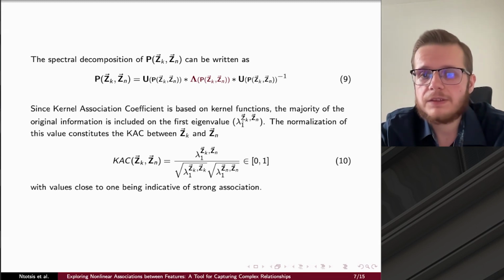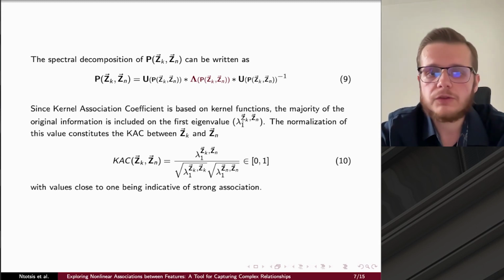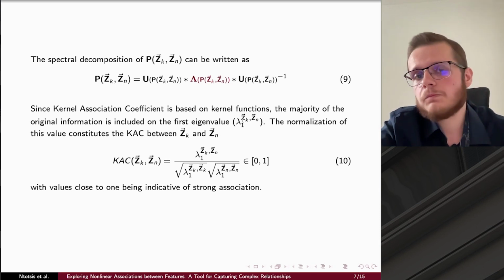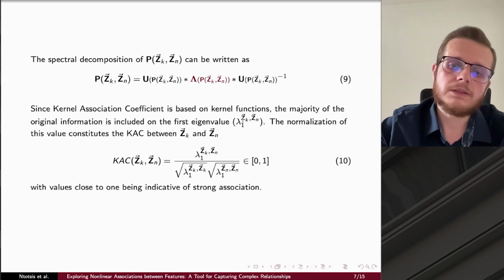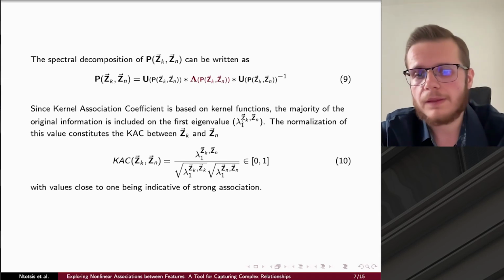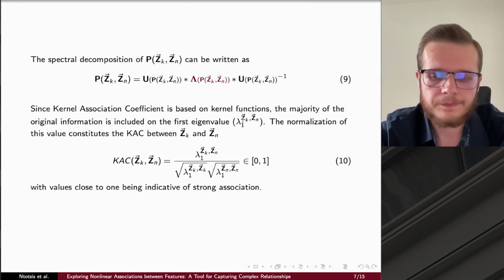So basically, if the value is close to 0, we assume that there is no association, relationship, or correlation. It's the same thing. If it's closer to 1, then we suggest that the association is stronger.